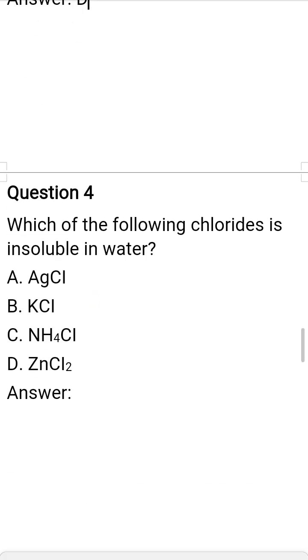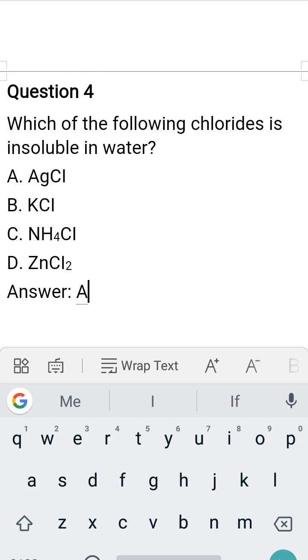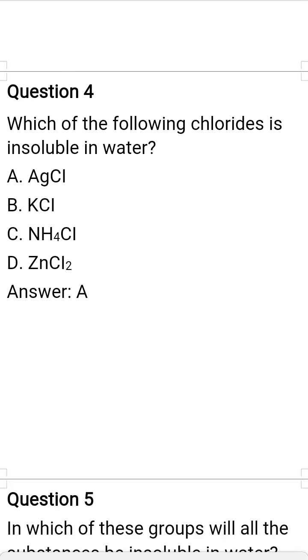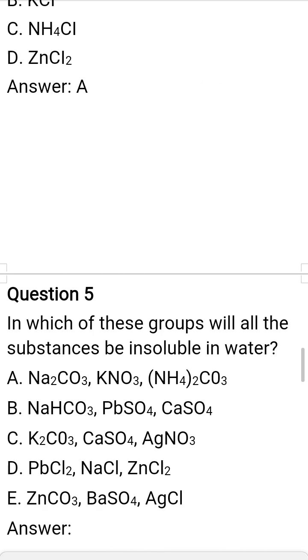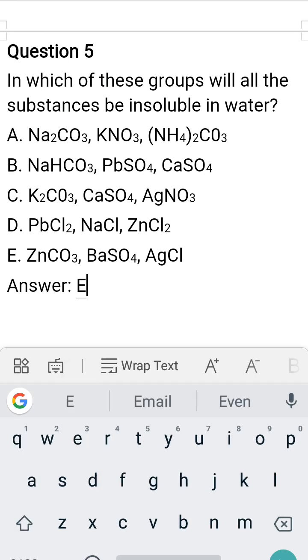Then question number 4 says, which of the following chlorides is insoluble in water? Silver chloride again. So that's option A. So we acknowledge option A as the correct answer. Then we now come to question number 5. Question number 5 says, in which of these groups will all the substances be insoluble in water? If you do your analysis very well, you see that zinc carbonate, barium sulfate, silver chloride, they are all insoluble. So option E is correct.